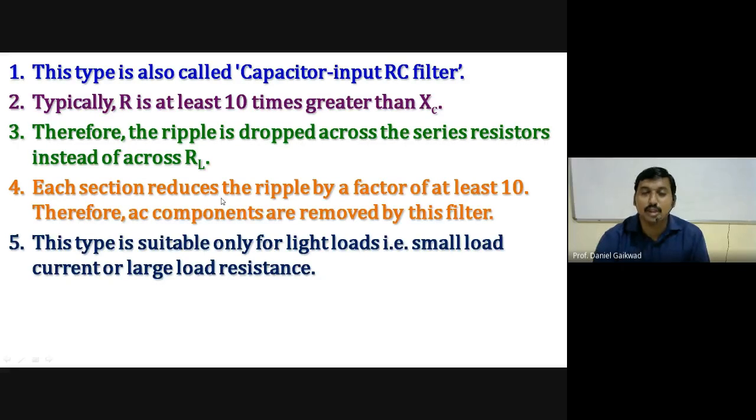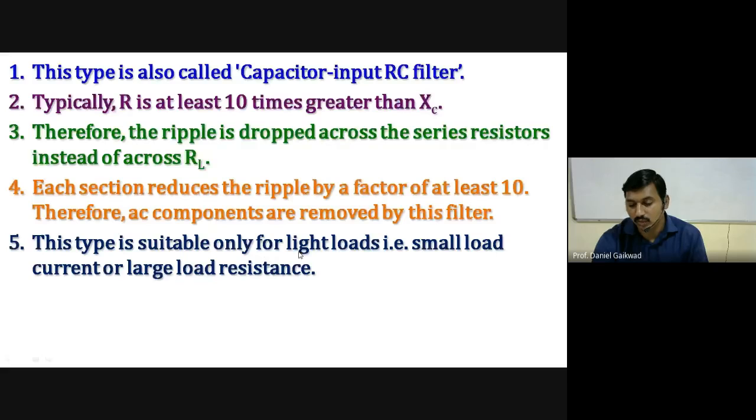So each section reduces the ripple. Check carefully: each section reduces the ripple by a factor of at least 10. As R is 10 times greater than XC, the ripple will be reduced by a factor of 10. Therefore, AC components are removed by this filter, with the help of the resistor.